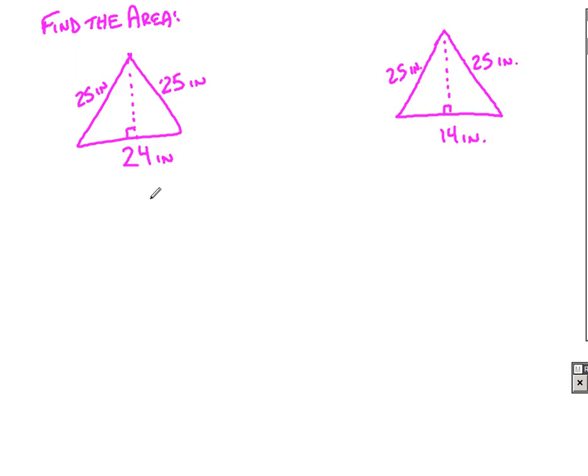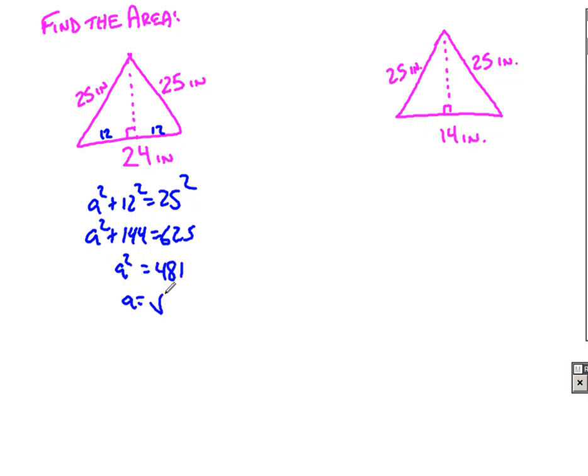Alright, how'd you do? First look here. We're going to find this height first, which means each is 12. So that means that a squared plus 12 squared is equal to 25 squared. That means when I do this substitution, a squared plus 144 equals 625. Do that subtraction. 625 minus 144 will give me 481 for a squared, which means a will equal the square root of 481. And again, if I take the decimal approximation, that's 21.9.